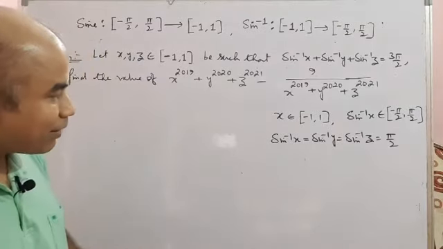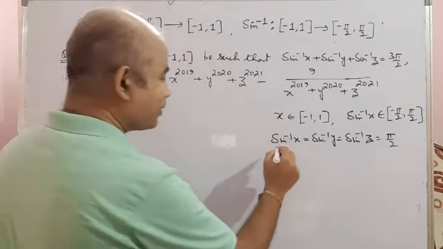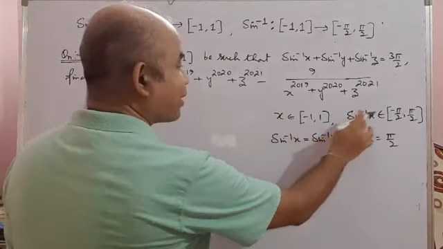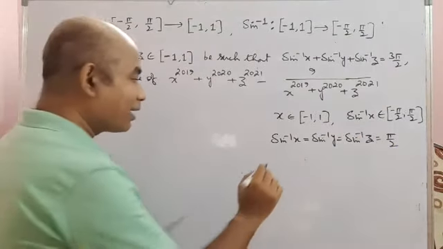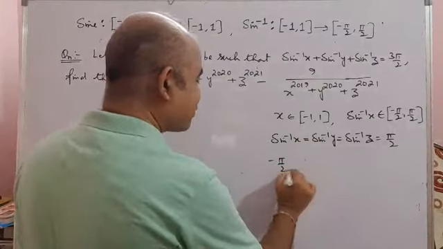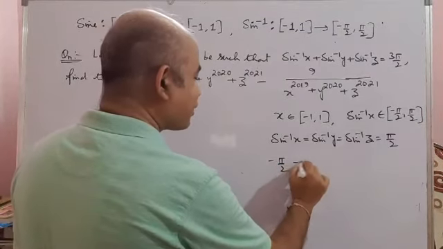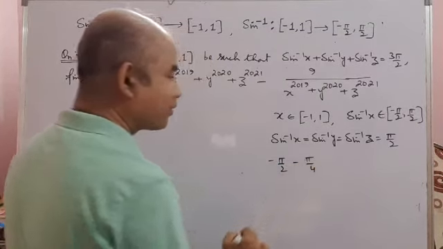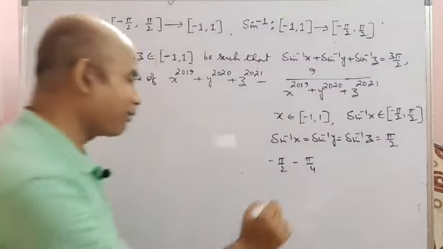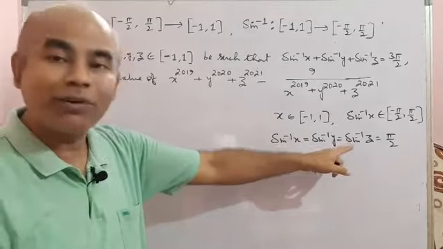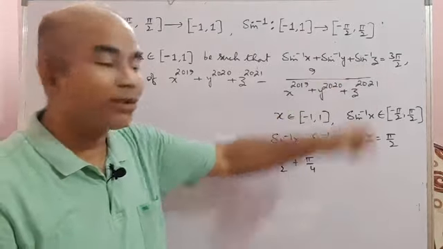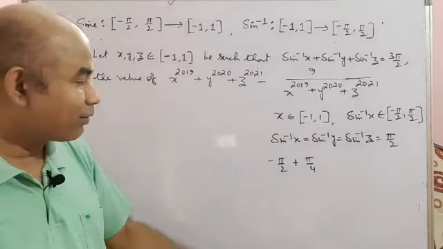Other possibility means, suppose I take sine inverse x equal to, because sine inverse x can be a number between minus pi by 2 and plus pi by 2. Suppose I take sine inverse x equal to minus pi by 2, and sine inverse y equal to plus pi by 4. Then what should be the value of sine inverse z, so that their sum is equal to 3 pi by 2?